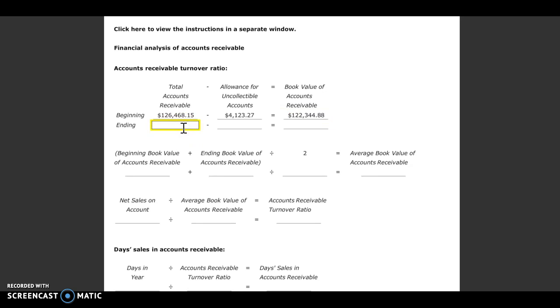Okay, we're going to do the exact same thing, except this is going to be our ending. Again, they give these numbers to us in the directions. So our first one is 135,643.58. And then our allowance for uncollectible accounts ending is 5,754.77. Subtract those two numbers. And that gives us 129,888.81.